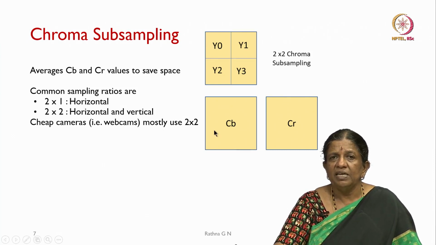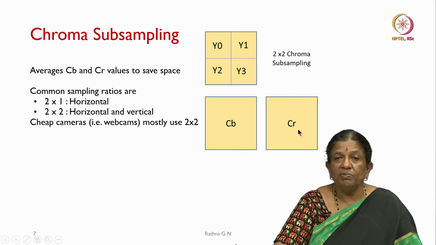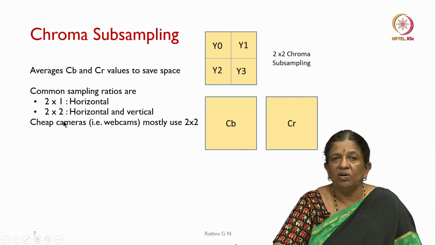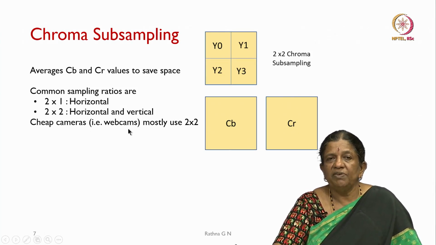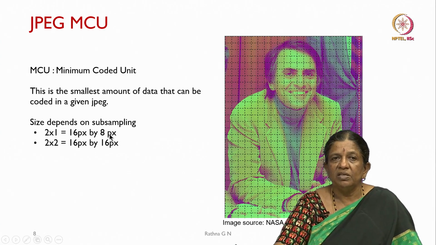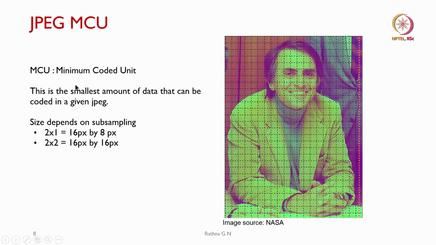subsampling basically. So, these are the Cb Cr. You will be subsampling to either 2 by 1 or 2 by 2. As it says, webcams convert it into 2 by 2 for cheap cameras. So, what is that? That is what is called the JPEG minimum coded unit. This is the smallest amount of data that can be coded in a given JPEG. So, how do you say that? Its size is going to depend on subsampling.